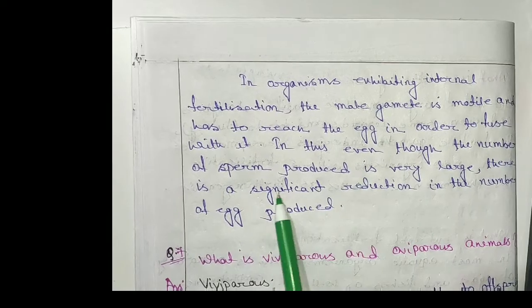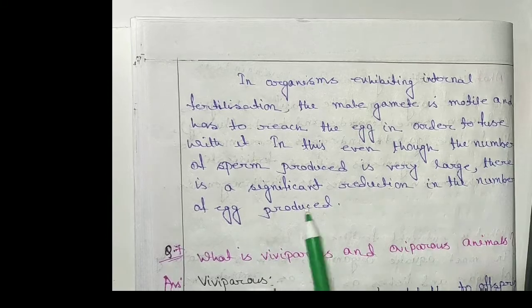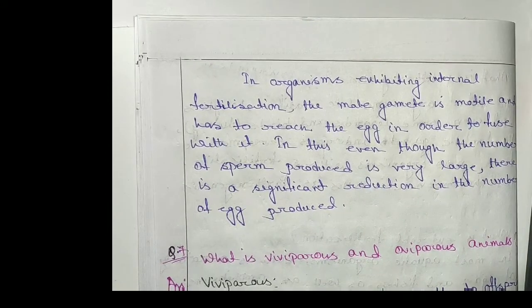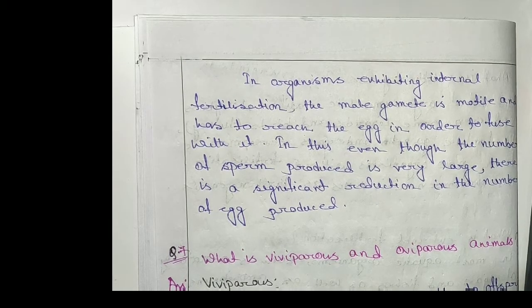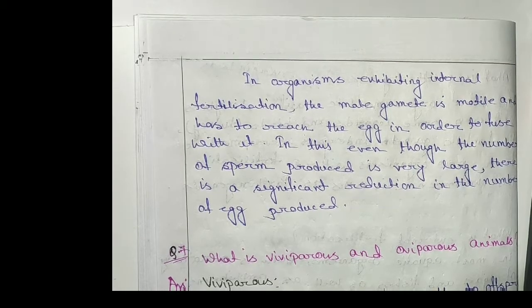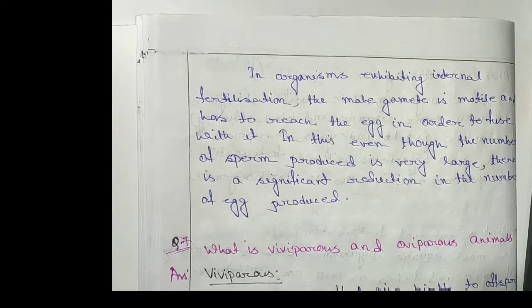Though the number of sperm produced is very large, there is a significant reduction in the number of eggs produced. The number of eggs is smaller than the number of male gametes, because the eggs don't move and remain inside the body, while sperm have to move, and during the movement they can be destroyed by environmental factors and others. That's why a large number of sperm are produced during internal fertilization.